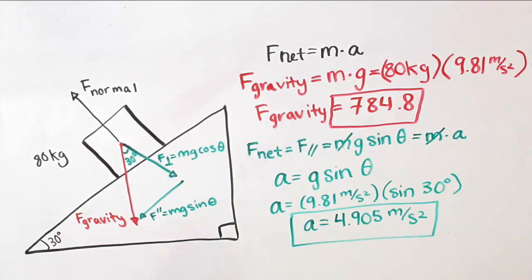All in all, an object on an inclined slope has two forces acting on it, the normal force and the force of gravity, which can be split into its parallel and perpendicular components. To calculate these forces, you can use Newton's second law and trigonometry ratios.